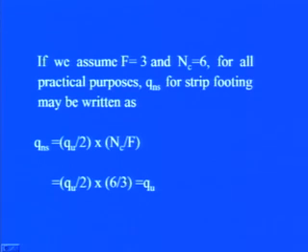So, if factor of safety is equal to 3 and NC equal to 6, for all practical purposes the net safe bearing capacity for a stiff footing may be written as QNS equal to QU by 2 into NC upon F. Now, if we substitute these values, 6 by 2 into 3, we get the net safe bearing capacity almost equal to the unconfined compressive strength of the clay. So, foundations resting on clay will have at least the unconfined compressive strength as the net safe bearing capacity of the stiff foundation.